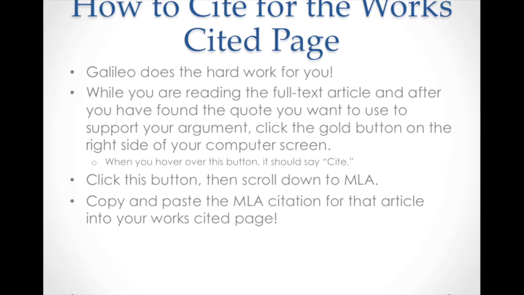Galileo does this really awesome thing where they will give you the citation in several different formats. For the works cited page, the parenthetical citations you still have to do all the work for. But for the works cited page, once you're in the article, you'll go down, and on the right side there's a column, and you choose the one that when you hover over it says Cite. When you click that button, you'll just scroll down to the MLA citation and then copy and paste it. It does the work for you. It's that simple. And it's correct.